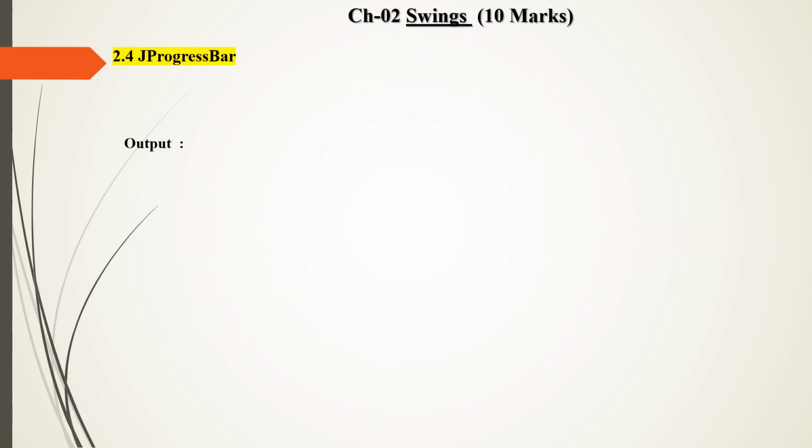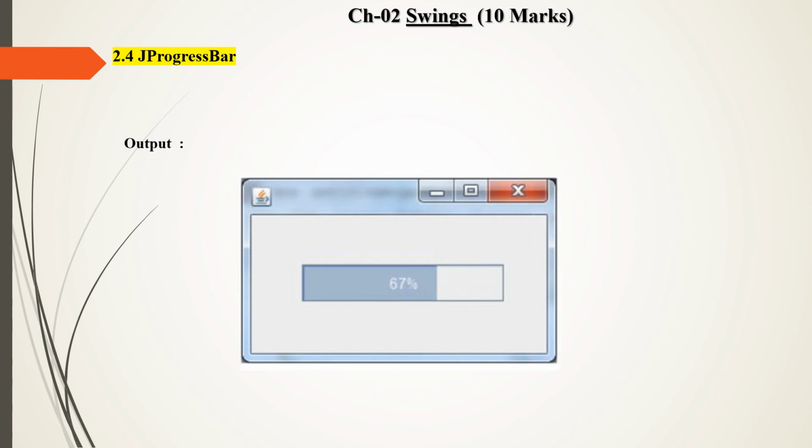The output of the program is displayed like this. This is called a JProgressBar. So the progress is displayed here and the operation status is displayed here in percentage also. So this component is called a JProgressBar.